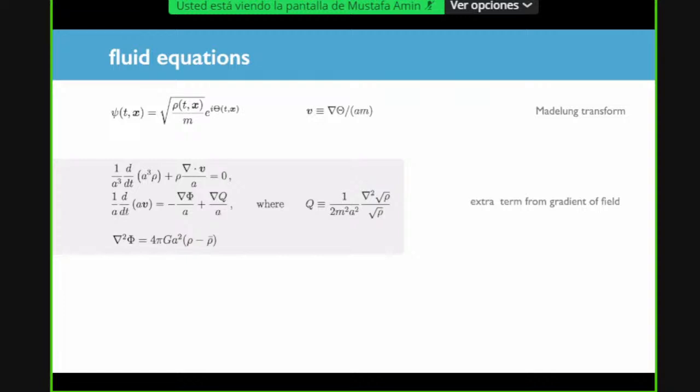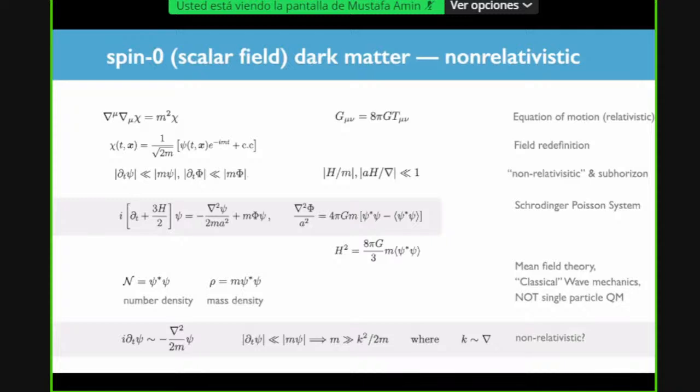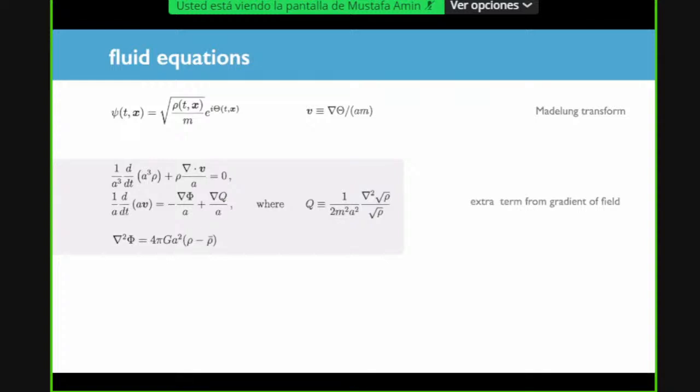And once we plugged these definitions back into the Schrodinger-Poisson system, which was on the previous page, I get equations that we are now hopefully familiar with: mass conservation, momentum conservation, and the Poisson equation. Same equations that we had for pressureless dust. The key difference was that there was an extra term that appeared here, which comes about as a Laplacian of the square root of the density. So these are the new equations, similar to before but with one difference, and this is coming from the wave dynamics of the system.